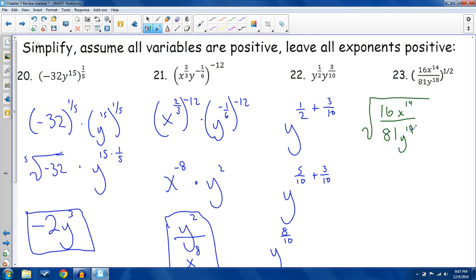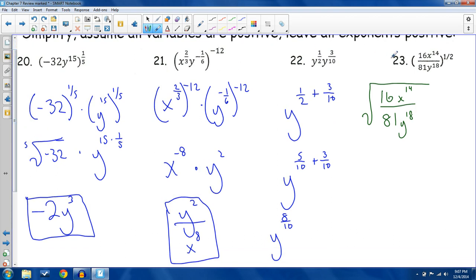We've done problems like this already. I will save you time here and help you out. You do the square root of literally everything. The square root of 16 is 4. The square root of x to the 14th, you divide by 2, that's 7. The square root of 81 is 9. The square root of y to the 18th, 18 divided by 2 is 9. There you go. I said I'd speed up when you come into more things like that.